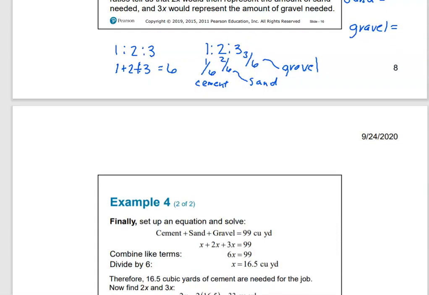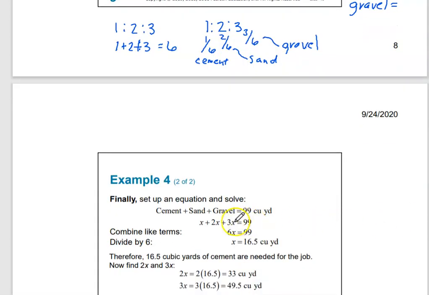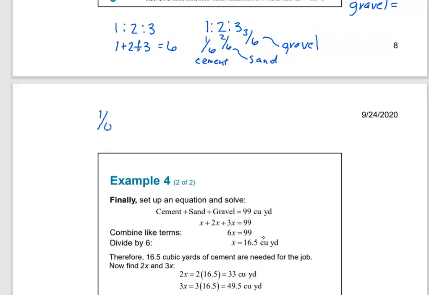They've got it worked a little bit different, but it's the same thing. They said cement would be 1x, sand would be 2x, and gravel would be 3x, but it's the same difference as what I'm doing. So if I take 1/6 times 99, that's going to get me 16.5 cubic yards, and that is going to be my cement that I need.